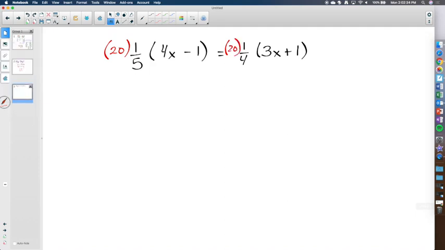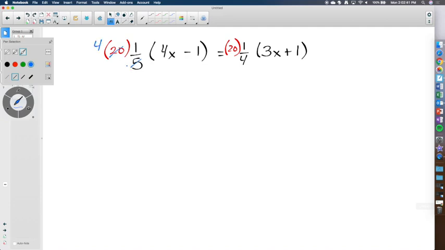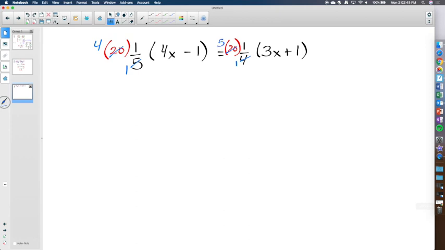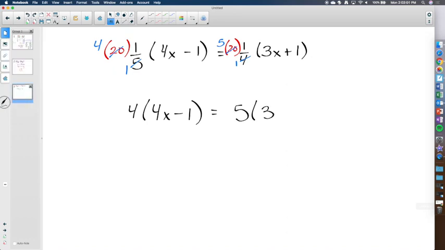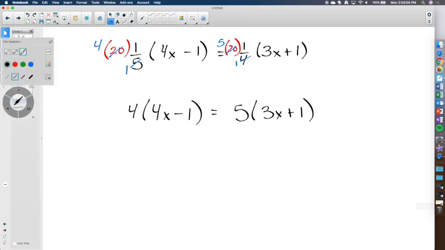If I multiply both sides by 20, my 20 and my 5 cancel one another, and I'm left with 4 and a 1. On this one, my 20 and my 4 cancel, and I'm left with a 1 and a 5. So now my denominators have disappeared, and I'm left with 4 in front of this set of brackets, 4x minus 1, and a 5 in front of this set of brackets, 3x plus 1. Now I'm going to use the distributive property to multiply into my brackets.